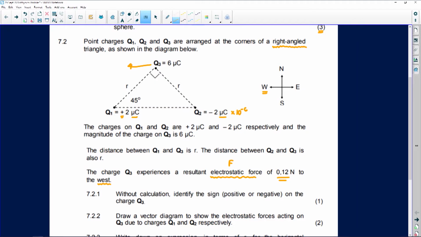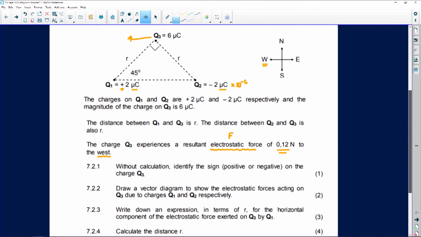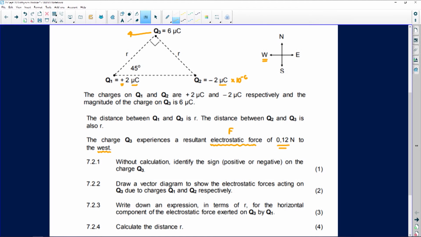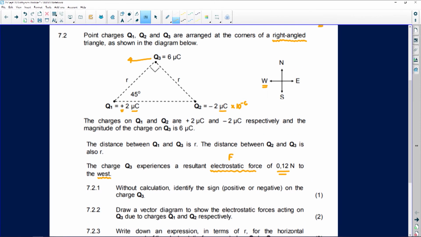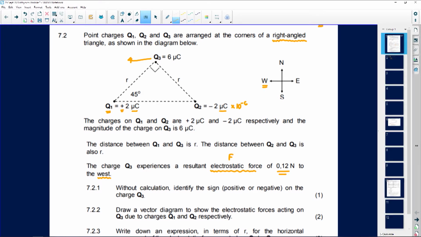Now we can already see that Q3 is moving to the west, and this is a positive 2. So we need to know that something is going to be asked regarding that. 7.2.1 says, without calculation, identify the sign, whether positive or negative, on Q3. So now, remember, when we talk about electrostatics, it's charges. If this is a positive and Q3 is being attracted to Q1, it means that Q3 must be a negative, because if it was like charges, it would have repelled. So then it would be a negative.